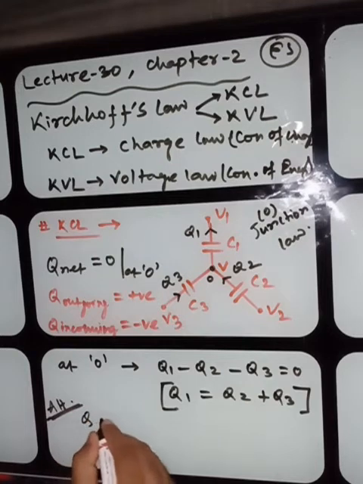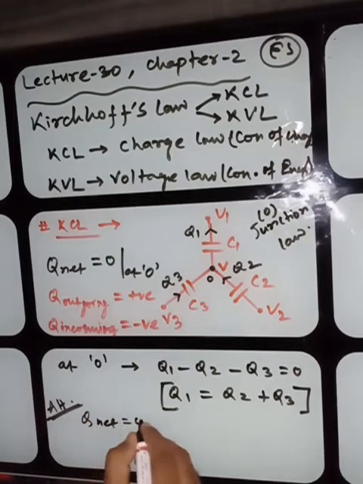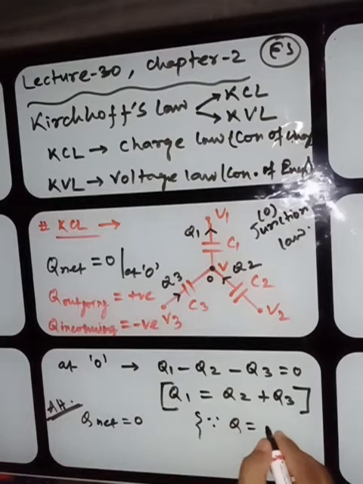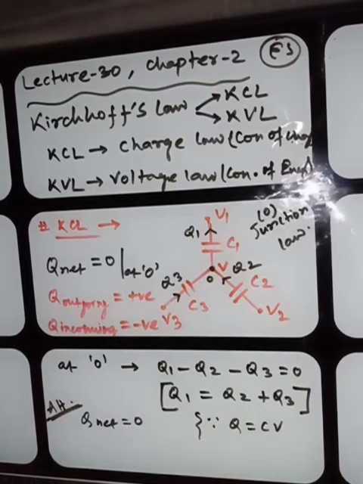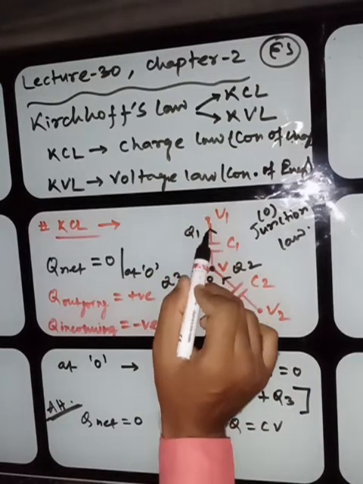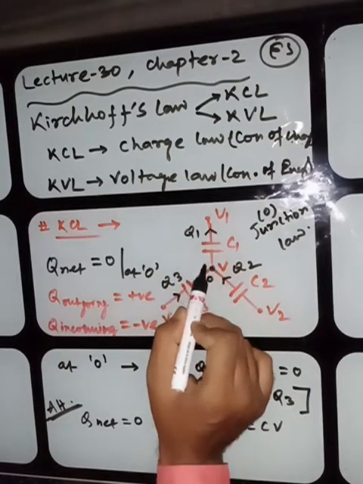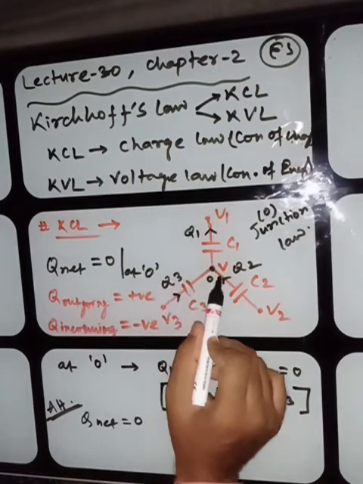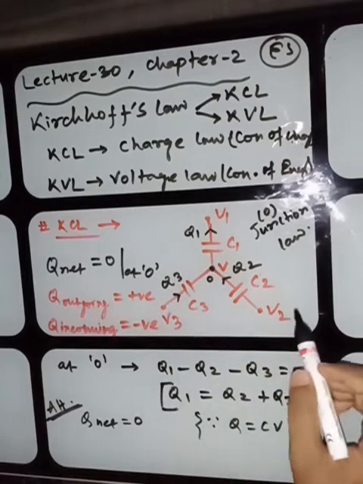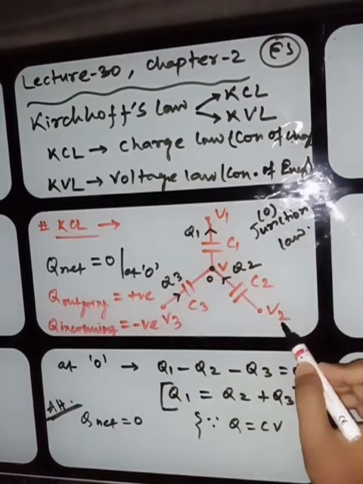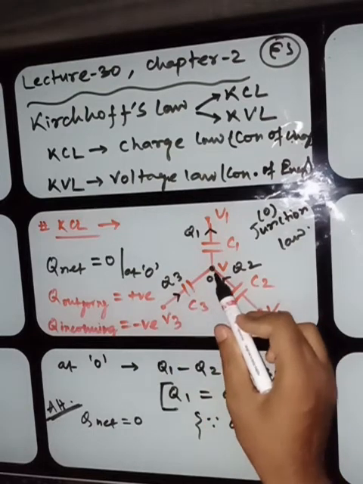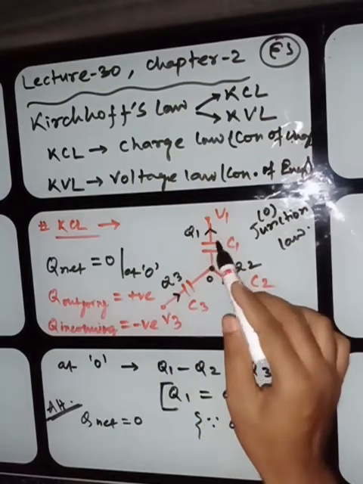As we have to write the Q net as 0, we know that Q is equal to C into V. If charge is going from this point in this direction, look here, the arrow is in this direction, of course this V will be at higher potential and this is low potential. If charge is coming to this point, it means V2 is high and V is low. Here V3 is high, V is low.